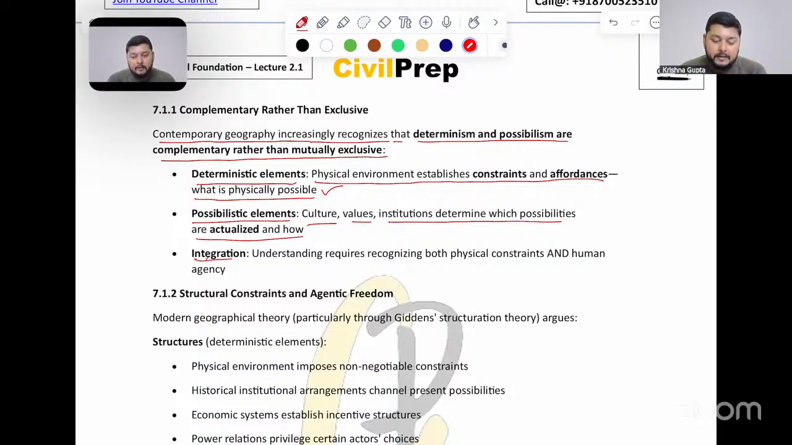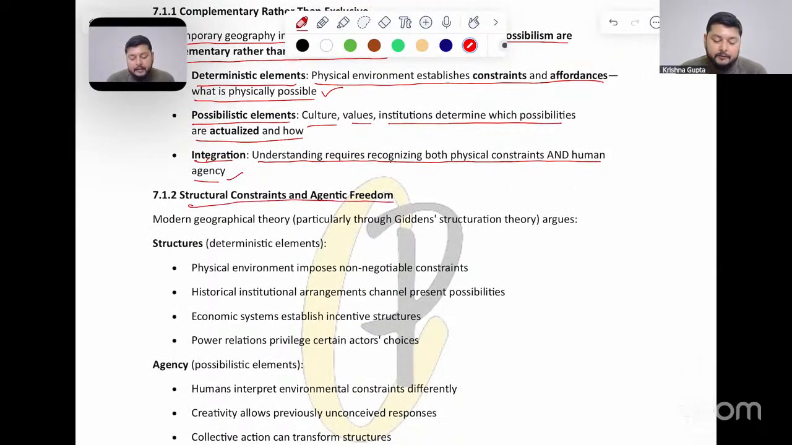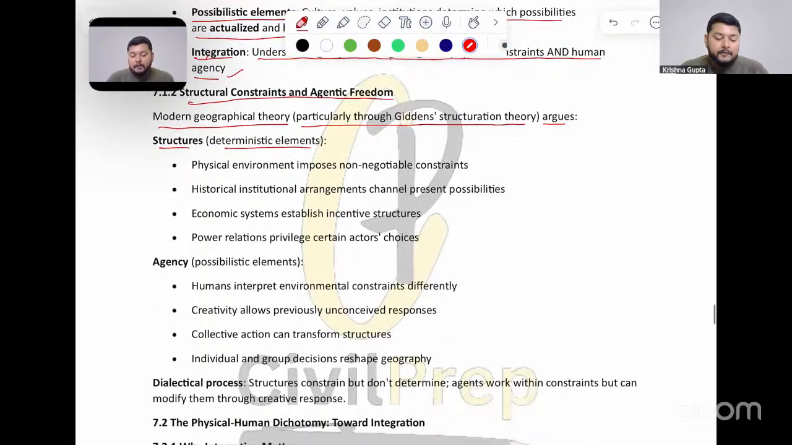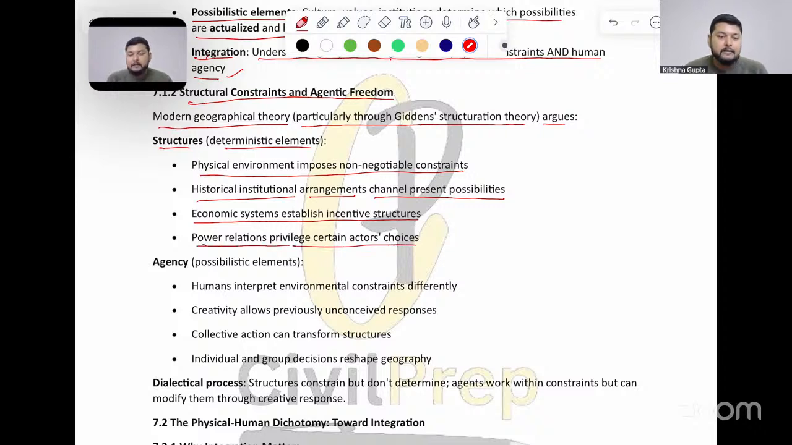Integration of both the thoughts: understanding requires recognizing both physical constraints and human agency here. Now, structural constraints and agentic freedom. Modern geographical theory, particularly through Giddens' structuration theory, argues that structures, that is, deterministic elements, matter. The physical environment imposes non-negotiable constraints, while historical institutional arrangements channel present possibilities, as we have seen in the case of Kanpur and Varanasi. Economic systems establish incentive structures. Then power relations privilege certain actors' choices there.